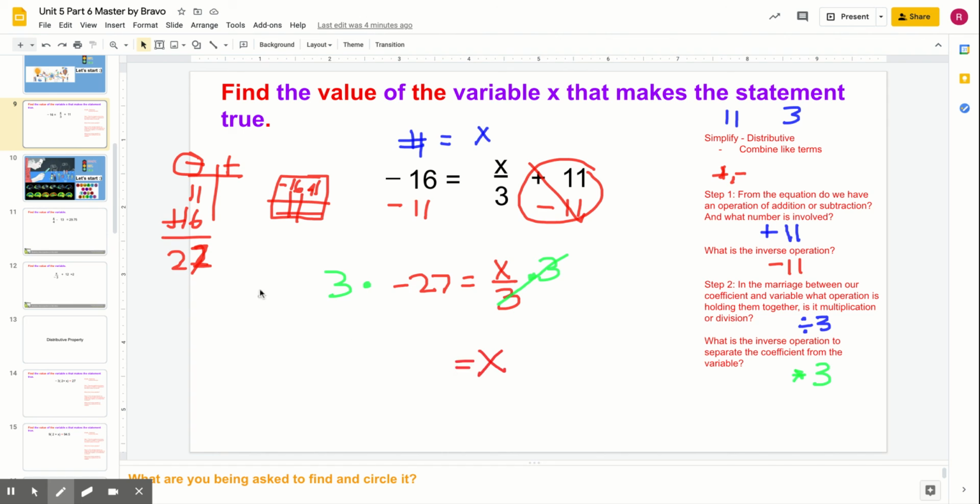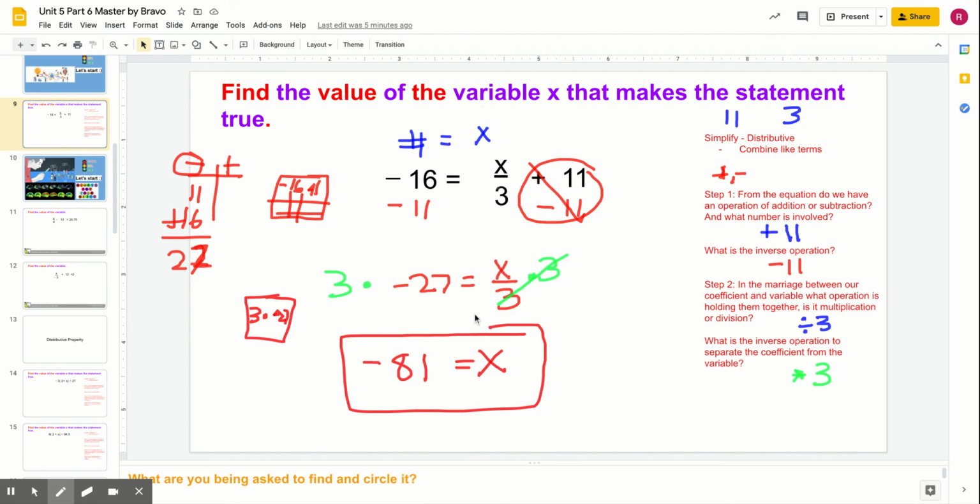You can also plug this in your calculator, by the way. You can type in 3 times negative 27. But since we only have one negative number, that means our answer will remain negative. And when we multiply, that will be 81. I believe the answer is definitely negative 81. That means if you replace x with negative 81 and divide it by 3 and then add 11, you'll get negative 16.